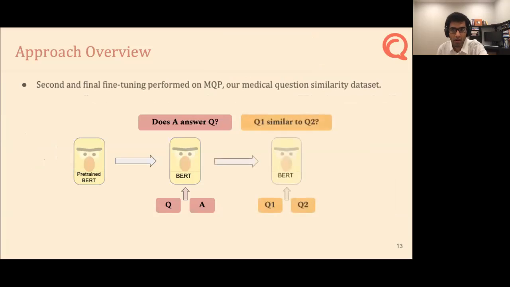So to come back to our model, we perform a second and final fine-tuning on this MQP dataset that I described in the last slide.